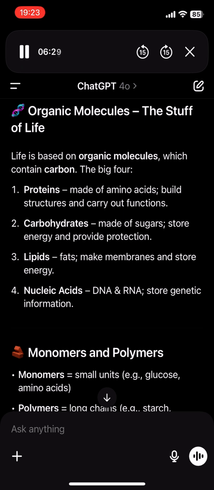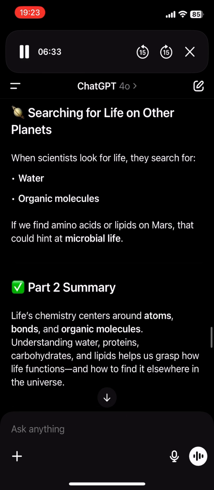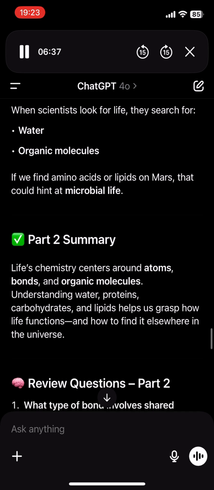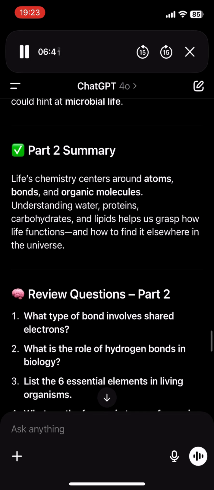Searching for life on other planets. When scientists look for life, they search for water and organic molecules. If we find amino acids or lipids on Mars, that could hint at microbial life. Part 2 summary. Life's chemistry centers around atoms, bonds, and organic molecules. Understanding water, proteins, carbohydrates, and lipids helps us grasp how life functions and how to find it elsewhere in the universe.